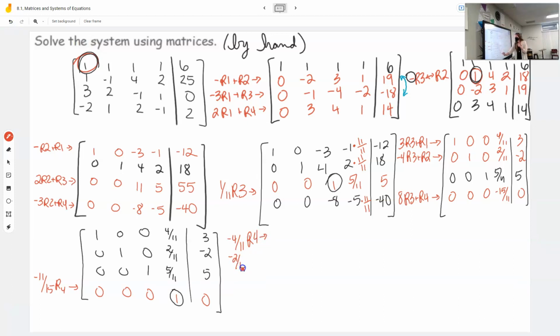Negative 2 11ths. Let's get rid of it. Oh, wait a minute. I'm supposed to be adding this. Negative 4 11ths, row 4 plus row 1, right? Negative 2 11ths, row 4 plus row 2. Negative 5 11ths. It's about to get a lot better. Hold on, those of you that are complaining, it's about to get a lot better. Why? Well, you'll see in just about 5, 4, 3, 2, 1.